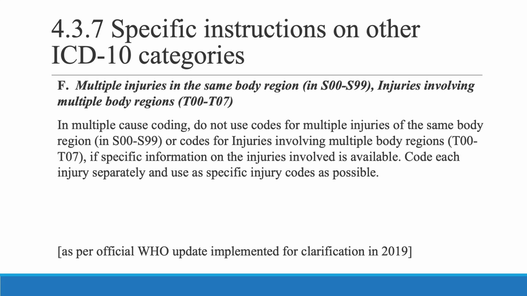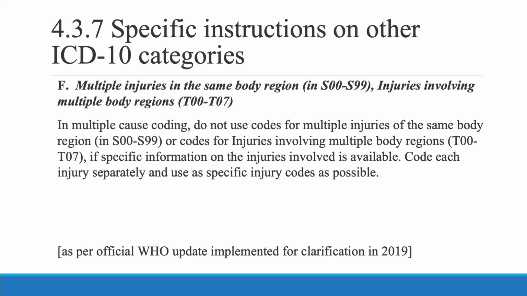Another instruction for a specific ICD-10 code category: multiple injuries in the same body region, S00 to S99, injuries involving multiple body regions, T00 to T07. In multiple cause coding, do not use the codes for multiple injuries of the same body region or codes for injuries involving multiple body regions if specific information on the injuries is available. Code injuries separately and use as specific an injury code as possible.